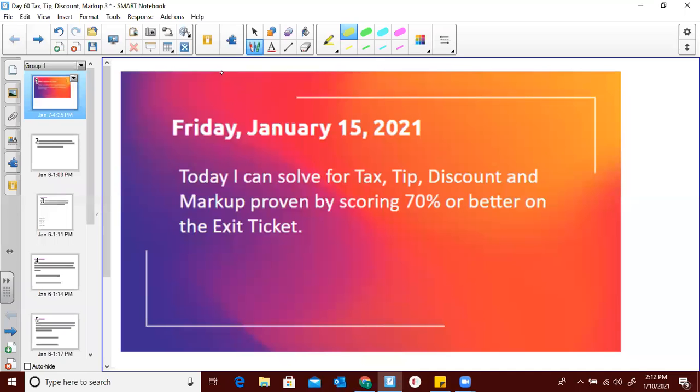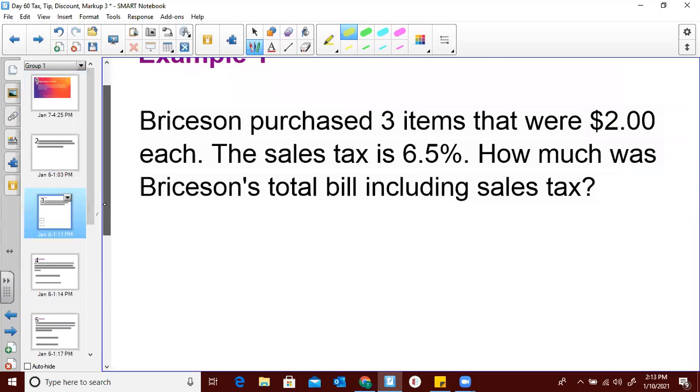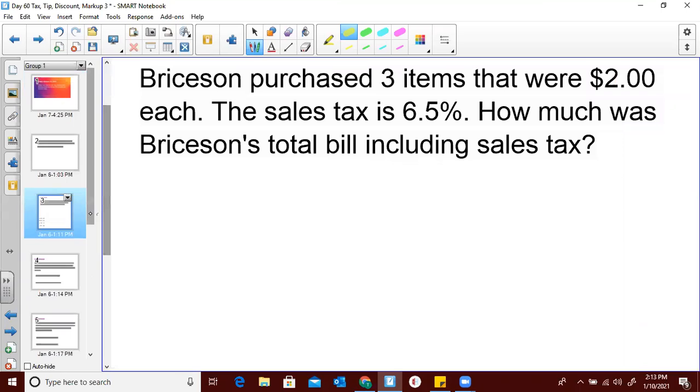All right, so today we're going to continue with tax, tip, discount, and markup. We are going to be adding a couple of extra steps. So Bryson purchased 3 items that were $2 each. The sales tax is 6.5%. How much was Bryson's total bill, including sales tax?